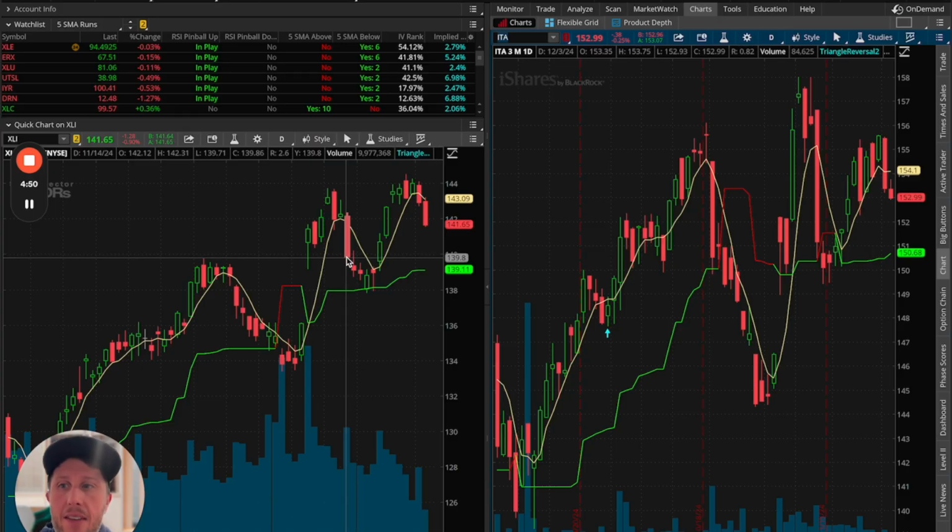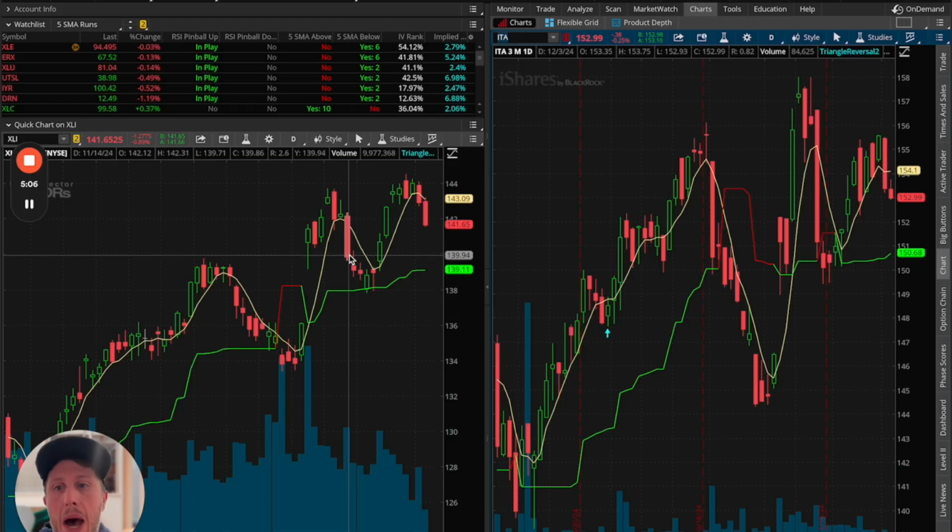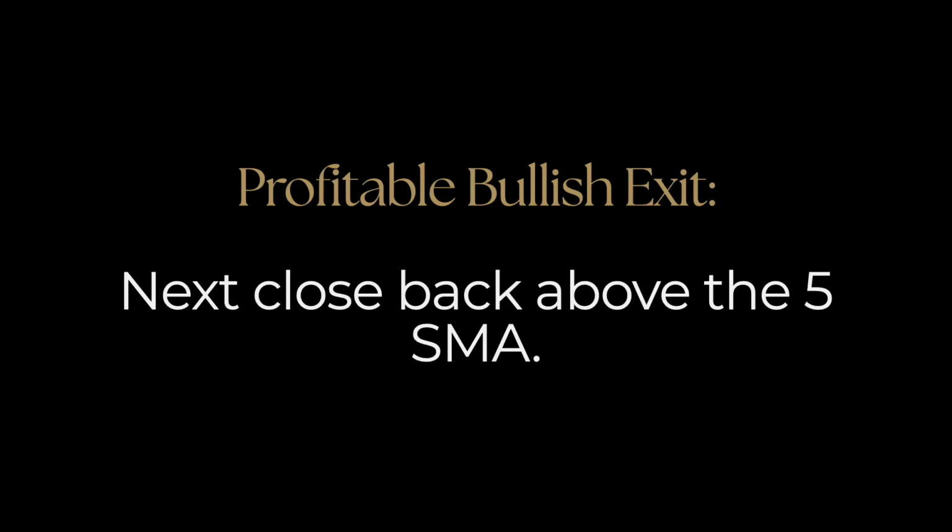And the idea behind the swing trade is very simple. You just buy after a period of 7 days above the 5 simple moving average. You're just going to buy the first close below the 5 simple moving average, okay? That's your dip entry to the upside. So if you were to buy that here, the idea behind it is you're going to sell the first close above the 5 simple moving average.